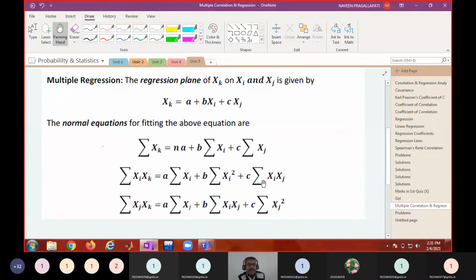If you understand this pattern, then whatever plane you want, accordingly you can write down the formula. Is that fine? Okay. Sigma xk equals N a, where N is the number of data points, plus b sigma xi plus c sigma xj. Sigma xi xk equals a sigma xi plus b sigma xi square plus c sigma xi xj. Sigma xj xk equals a sigma xj.